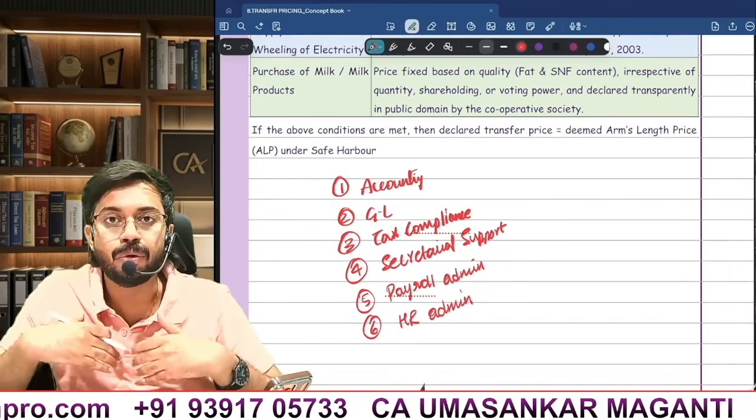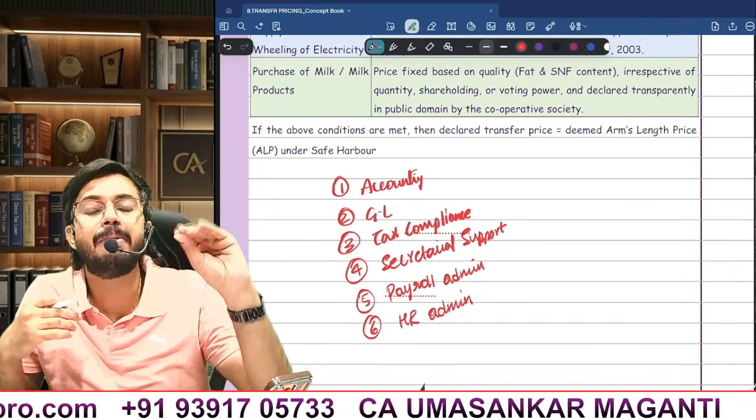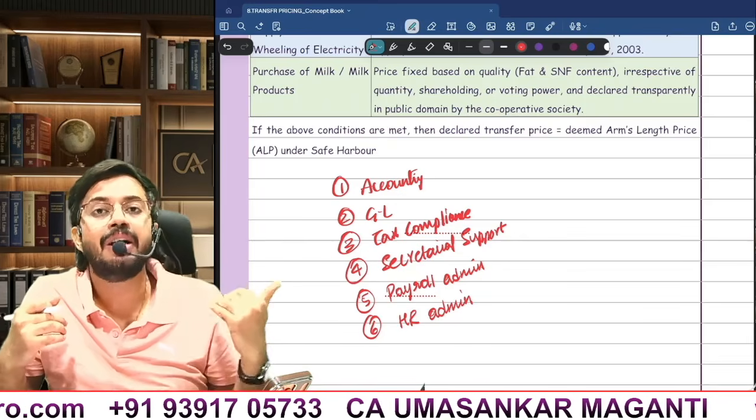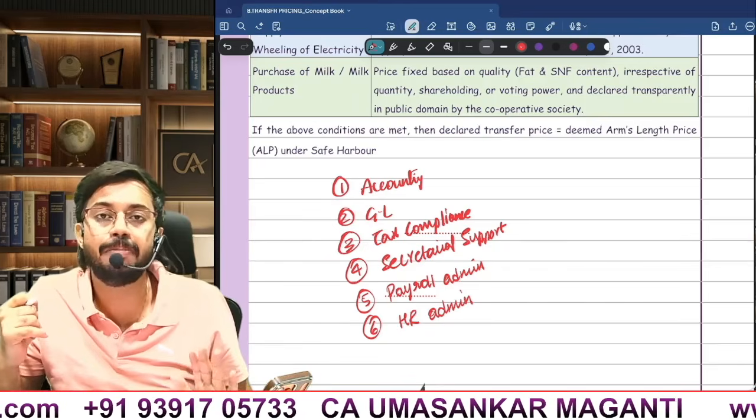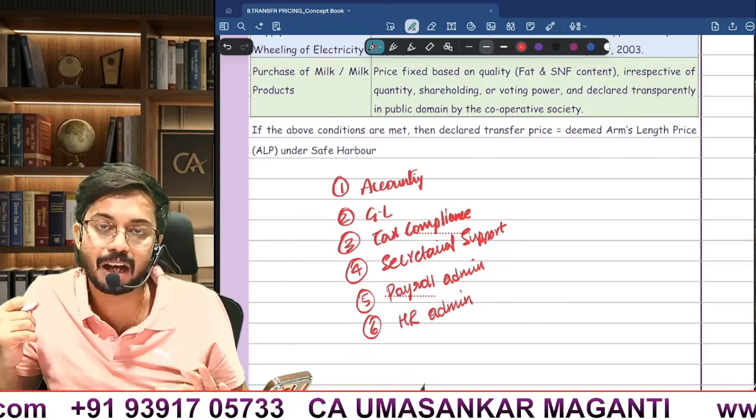That means if these type of services are provided to your non-resident associated enterprises, then whatever the amount it costed to you, minimum that amount plus maximum 5% margin you have to collect from your non-resident associated enterprise. Then only that price will be acceptable arm's length price. Are you able to understand?